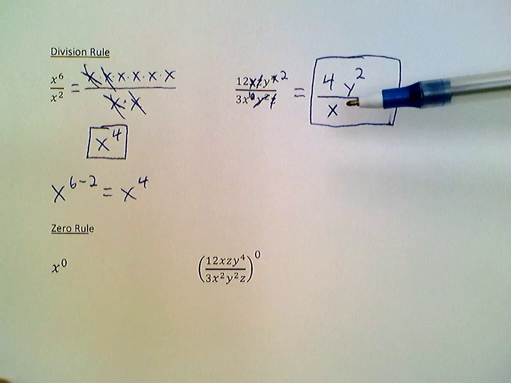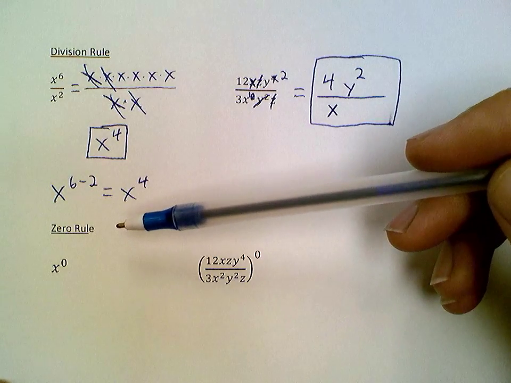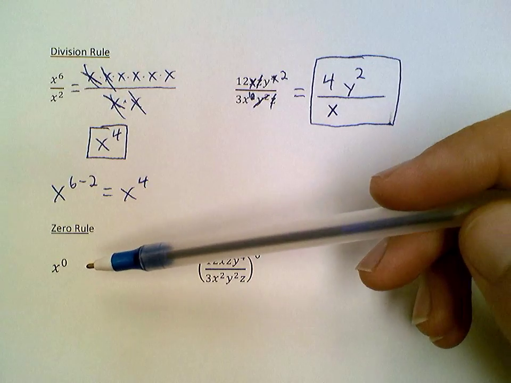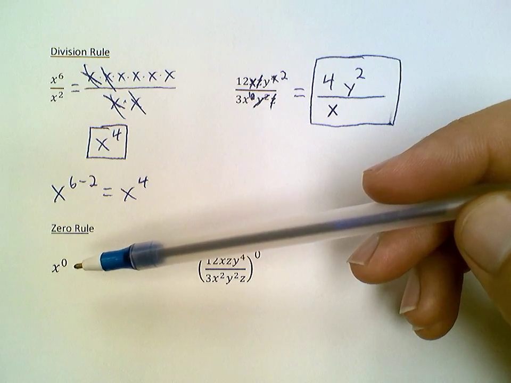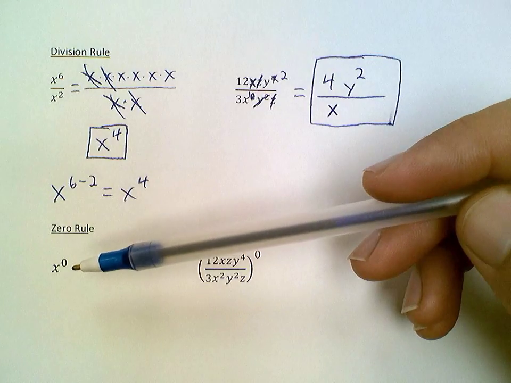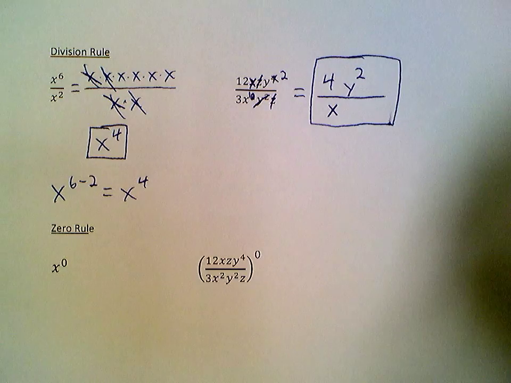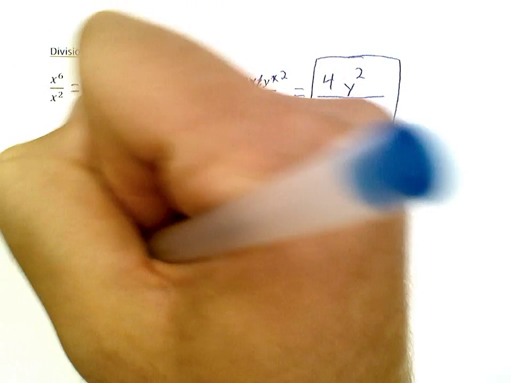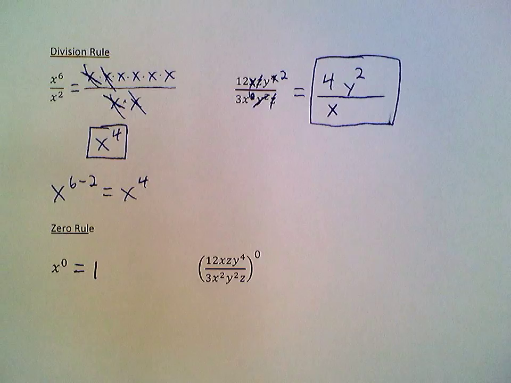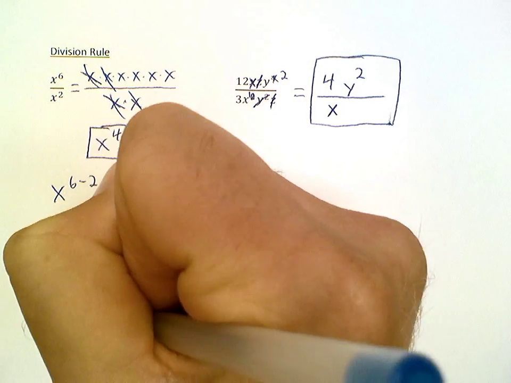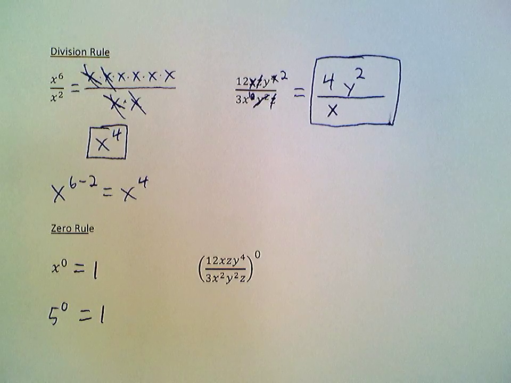All right, next we have the zero rule, which is actually a pretty easy rule. So you have x to the 0. Now your instinct might be, when you first learn this, and you might have forgotten, that x to the 0 should be 0, but it is not 0. Anything and everything to the 0 power is 1. So x to the 0 is 1. And that's true for everything. If you saw 5 to the 0, 5 to the 0 would be 1. If you saw a million to the 0, a million to the 0 would be 1.